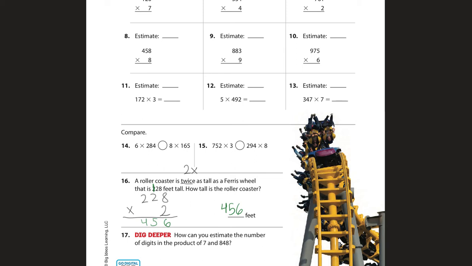For number 17, how can you estimate the number of digits in the product of 7 and 848? Well, if I round 848 to 800, I know that 7 times 800 is going to be 5,600. So I see right here that the estimate has 4 digits. So I'm going to also make an estimate, or an educated guess, that the exact answer will also have 4 digits.